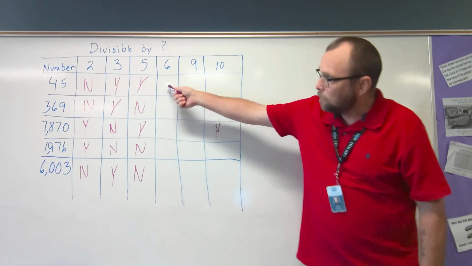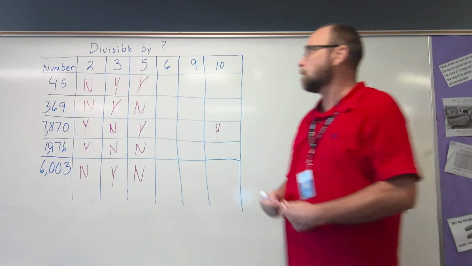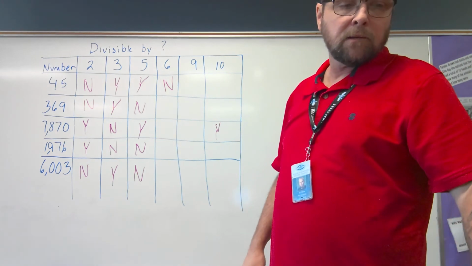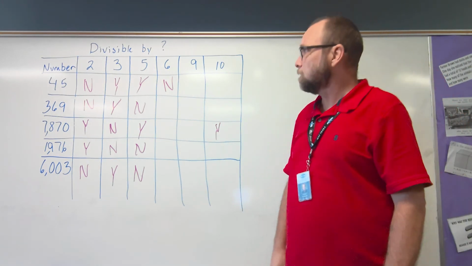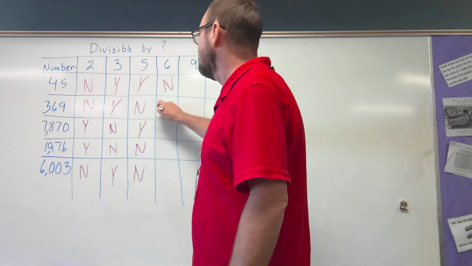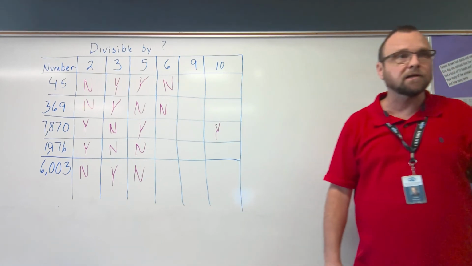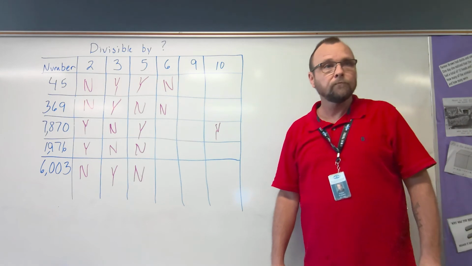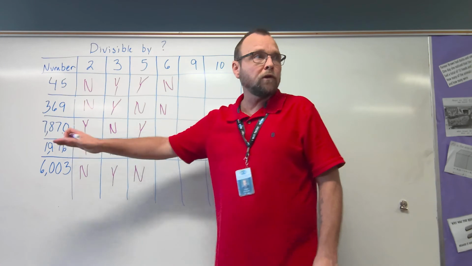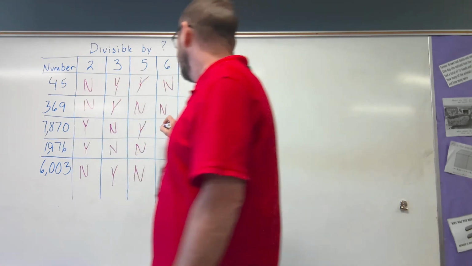Alina, is 45 divisible by 6? No, it's not an even number. Easton, is 369 divisible by 6? No, it's not an even number. 7,870. Lily, is that divisible by 6? No, because it's not divisible by 3. The rule is it has to be divisible by 3, and it has to be an even number. So this would be no.